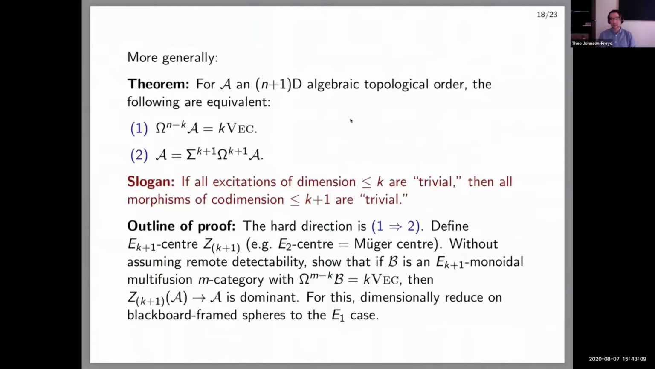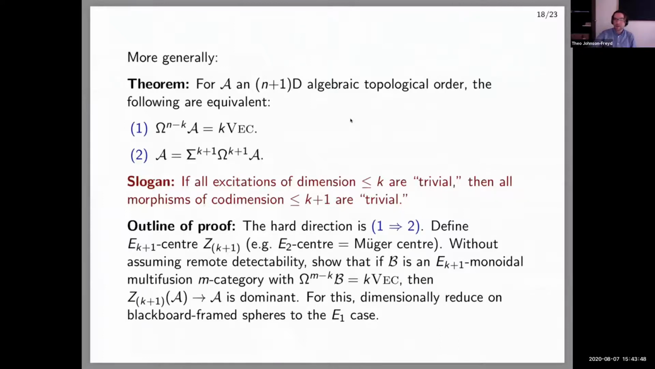When I say something's trivial, I just mean that it arises from condensing lower dimensional things. The theorem, I put the theorem on the slide. If the n minus k-fold loop space of A is trivial, then A is the k plus 1 fold suspension of its k plus 1 fold loop space. And this is under the condition of having remote detectability. And the proof's essentially the same thing. You have to develop a theory of higher centers, at least write down the definition of a theory of higher centers, and then show that some functor is dominant.